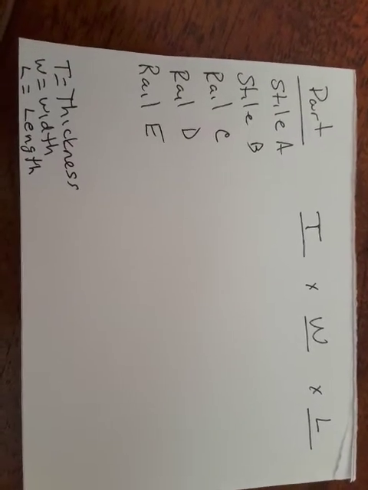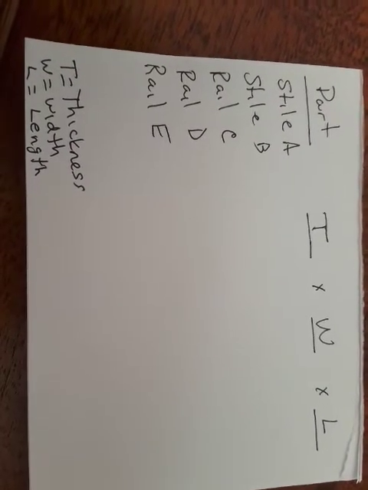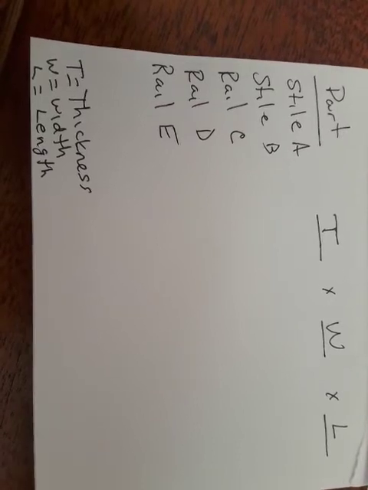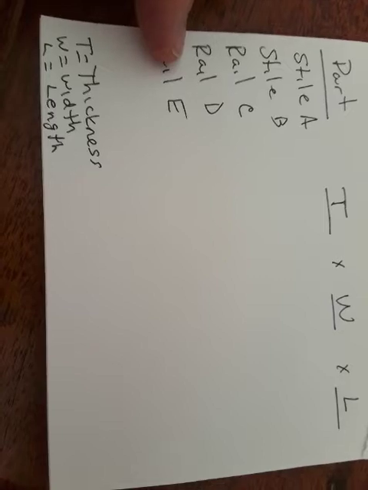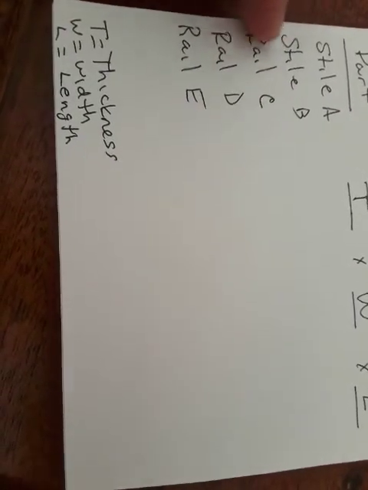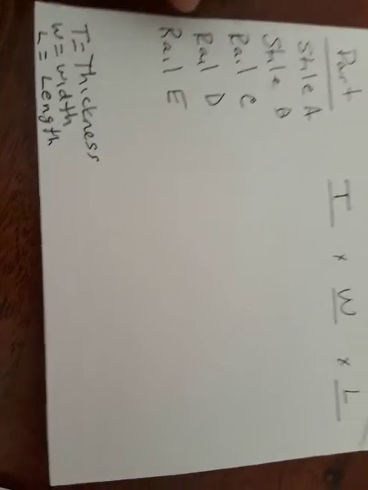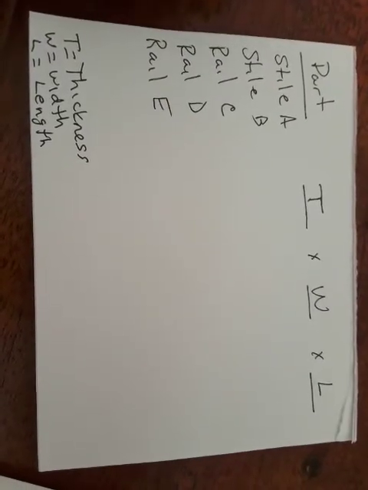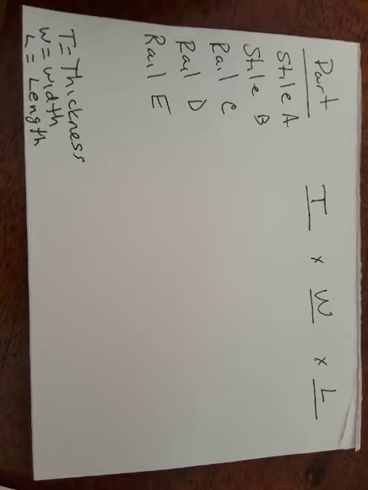All right, next we're going to create a parts list. I want you to create a table much like you see here. Over here on the left-hand side, here's the parts, the 5 parts. So our heading is part, style A, style B, rail C, D, and E. And then we have T, W, and L on the heading above there.